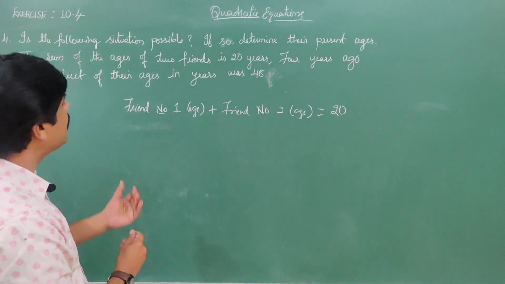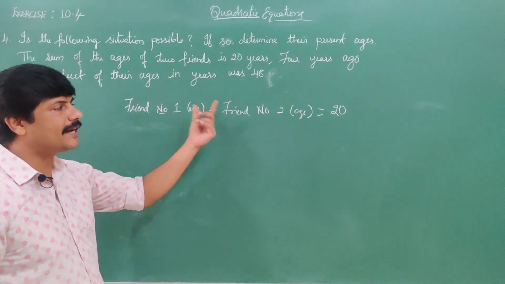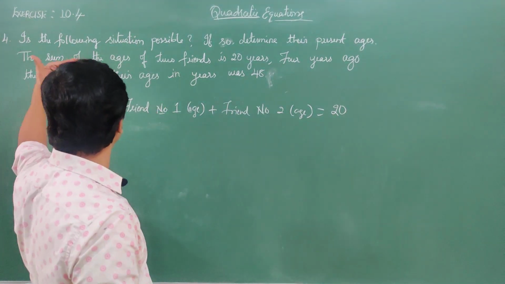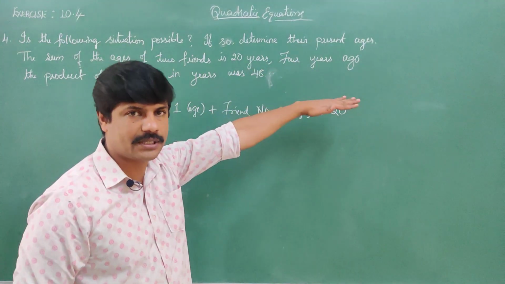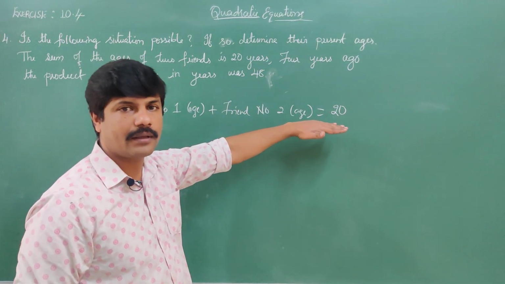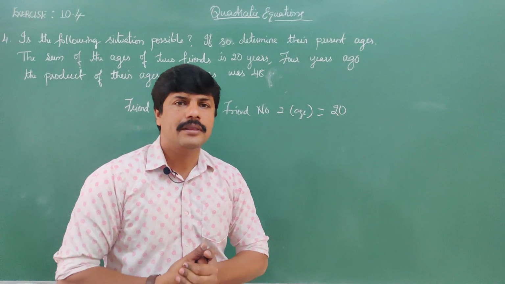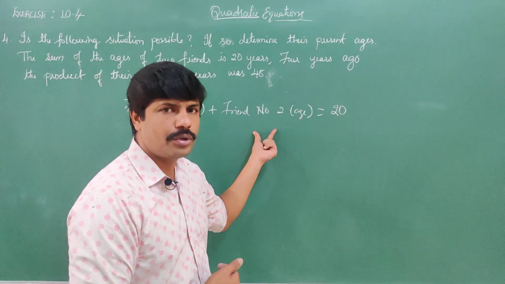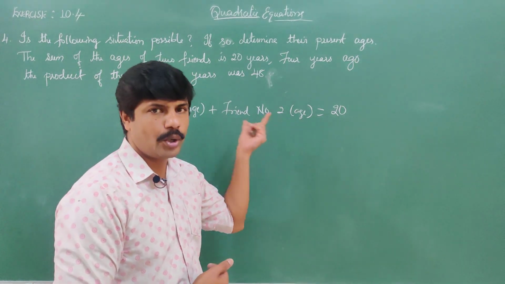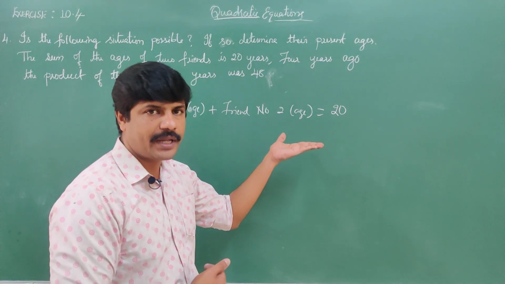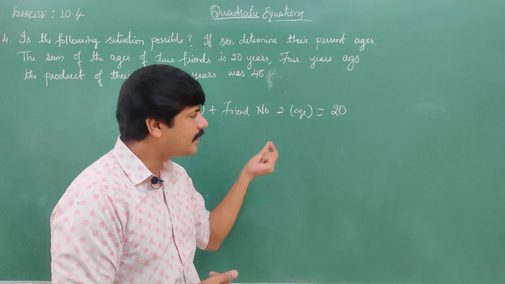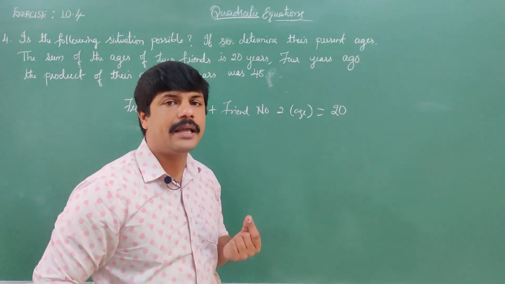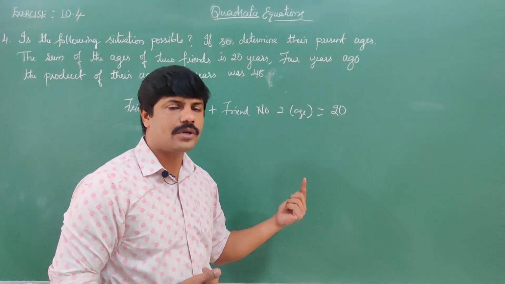What is this first statement? Friend number 1 age plus friend number 2 age; the sum of the ages of two friends is 20. Either you should know the age of friend 1 or friend 2, or else it's not possible. If you know friend number 1 age, then very easily you will come to know friend number 2 age. So we do not know.